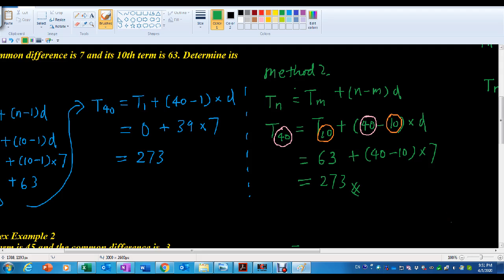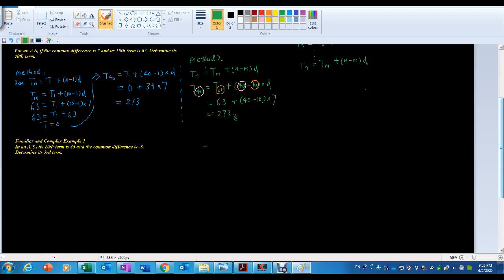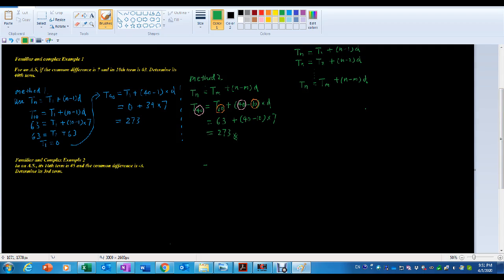When you compare with our previous method, can you see the difference? For method 1, you need to find T1 first and use T1 to find T40, because your explicit rule is from T1. But for method 2, you can skip T1. You don't need to find T1. You can start from the 10th term and still find T40, in just one step. So you see how it saves you a lot of time. That's our first example.